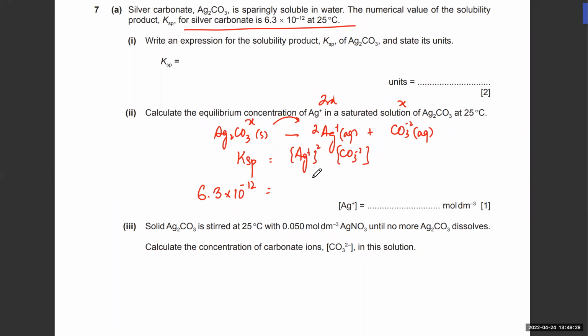So the concentration of silver ions is going to be 2x, so it's going to be 2x squared. And the concentration of carbonate ions is going to be x. So you solve for x and then you figure out the concentration of silver ions using x.